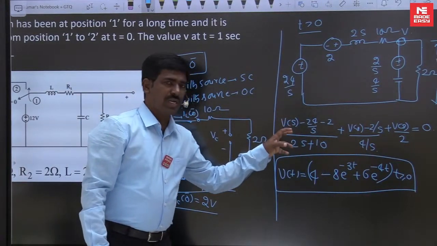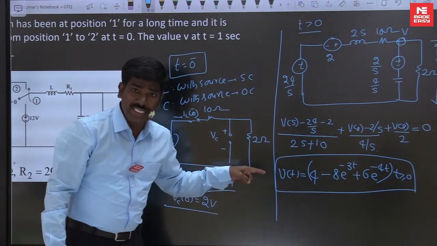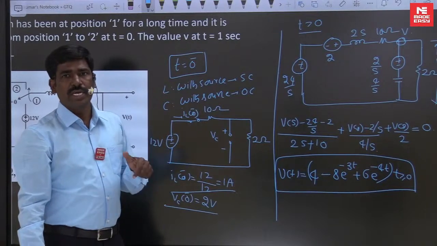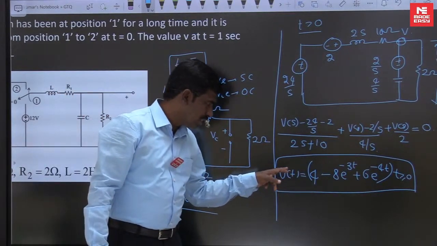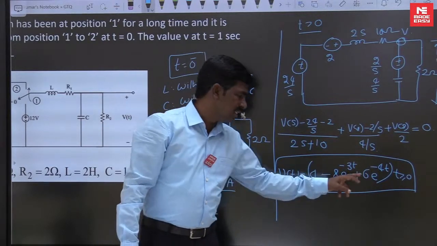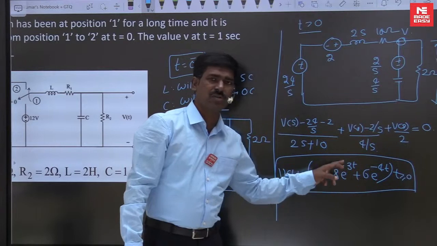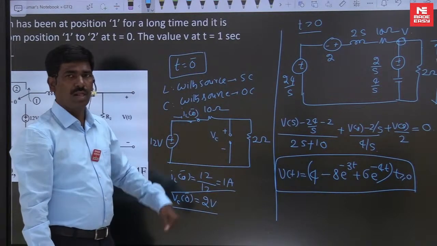ये लाप्लेस ट्रांसफॉर्म होने के बाद इसके inverse Laplace transform find out करो. This is the expression. It is correct or not, how to check? Initial value find out करो. Initial value means substitute t is equal to 0. 4 minus 8 plus 6, क्या हो गया? 6 e power 0 is 6, 8 e power 0 is 8, 10 minus 8 is 2. Yes, initial value is 2.